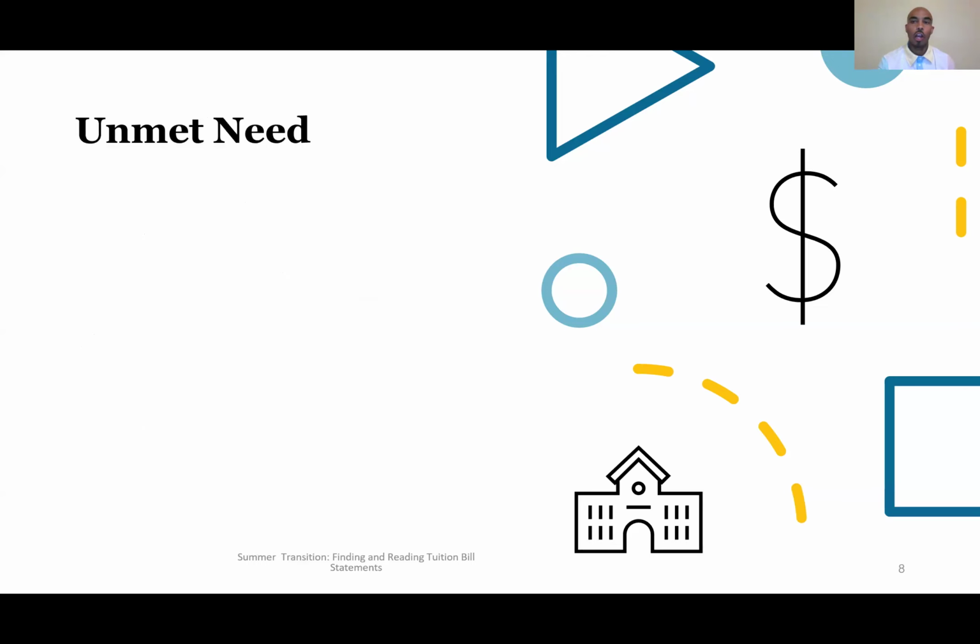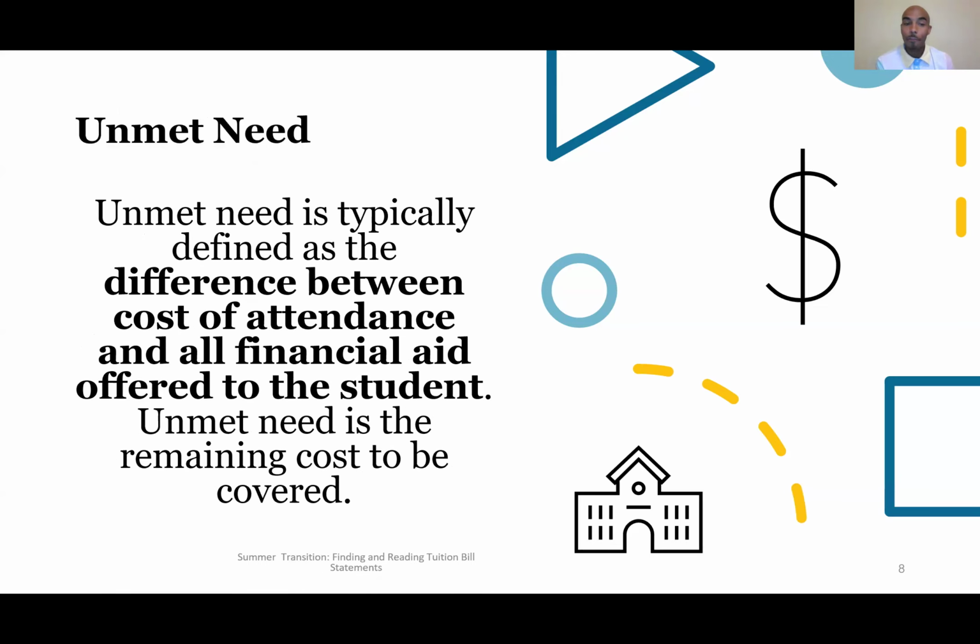All right. So your unmet need is the difference between the cost of attendance and the financial aid offered to the student. Unmet need is the remaining cost to be covered. So when you have the cost of attendance, what the school costs, and then you subtract your SAI, and then you subtract whatever funds you get from the state, the school, and the government, what's left is your unmet need. So your unmet need is the remaining cost that you must pay to be able to attend college.